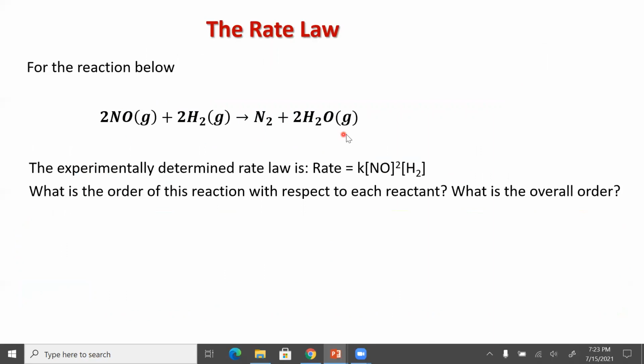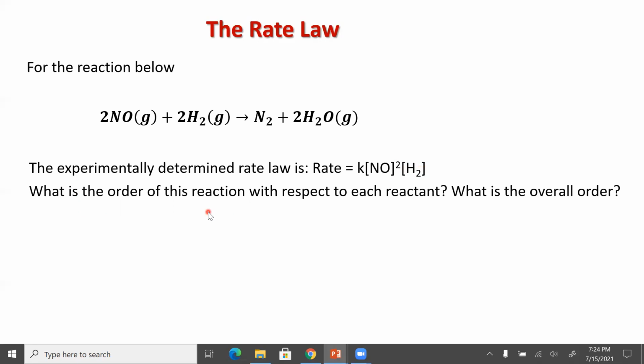So let's look at this reaction here. And we're told that experimental data shows that the rate law is this. Okay, we're given the rate law. Rate equals k times the concentration of nitrogen monoxide squared times the concentration of hydrogen to the first power. The one is assumed to be here, we don't write those. And the brackets mean concentrations.